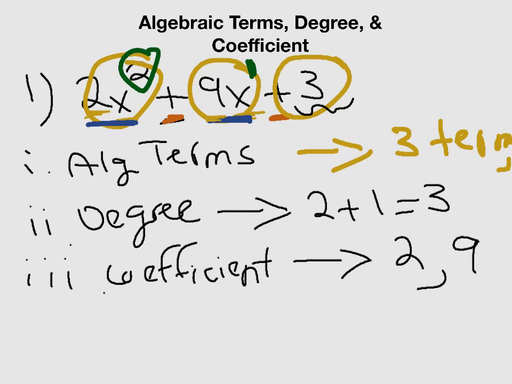And the 3, if you're wondering what that 3 is, the 3 as mentioned previously in the previous video, is a constant. It's called a constant because there is no variable in front of it, and it's just by itself. Therefore, it's called a constant.